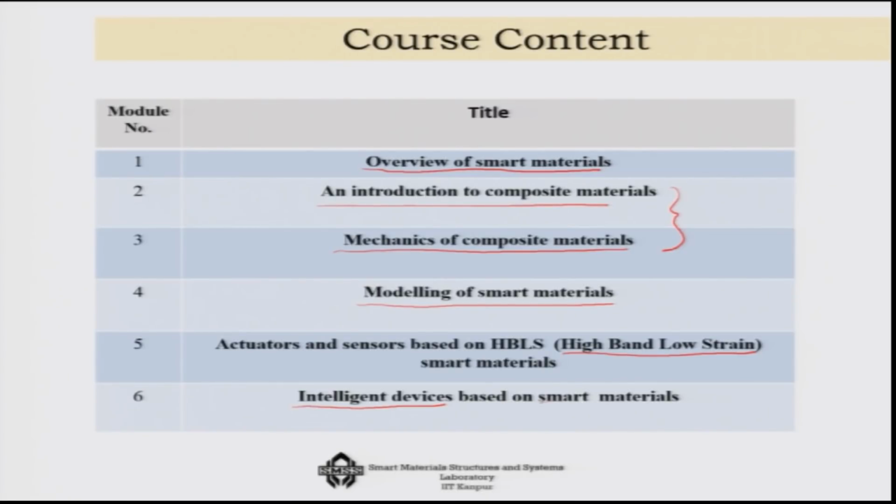And there is some other group of smart materials which are of low band, that means the range of frequency available is smaller, but they can give you high strain. Some of the examples are shape memory alloys and electroactive polymeric materials, like shape memory polymers, SMPs as we call them. I will talk about them additionally; first I will talk about HBLS, and after that I will just briefly discuss them. Next we will come to the concluding part, which is intelligent devices based on smart materials.